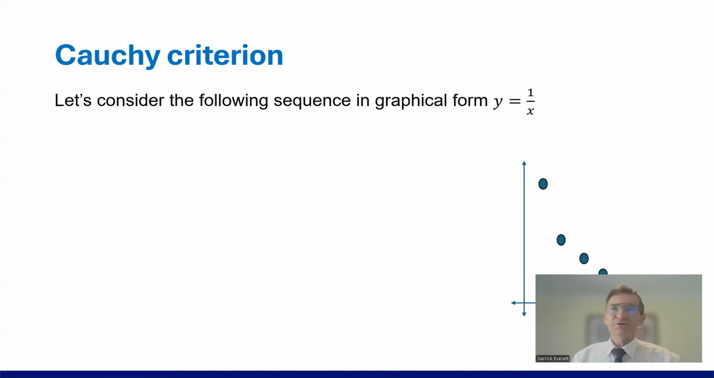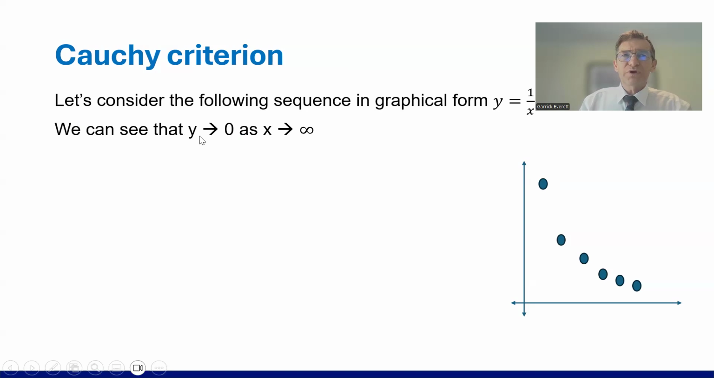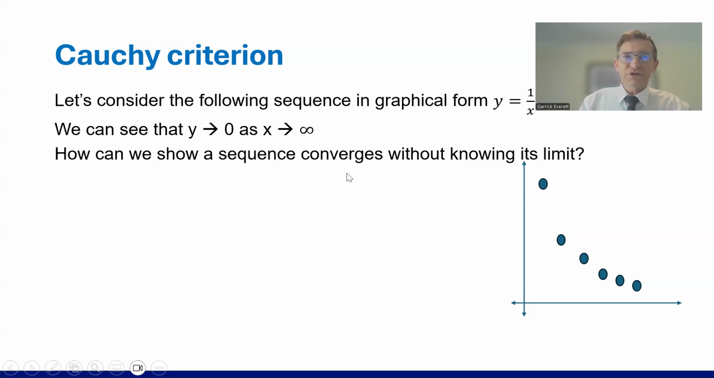Okay, the Cauchy criterion. You'll notice it's very similar. So let's consider the following sequence in graphical form: y equals 1 over x, which is this. And I've just put dots there. We can see that y goes to 0 as x goes to infinity. So as x goes to infinity, y will get closer and closer to 0. That's self-evident. How can we show that a sequence converges without knowing its limit? Now you know this limit, but let's suppose you don't know what it is. How can you show it converges?